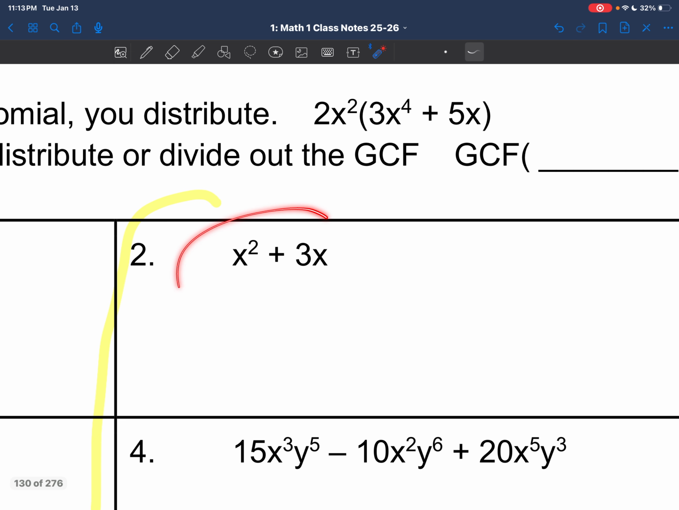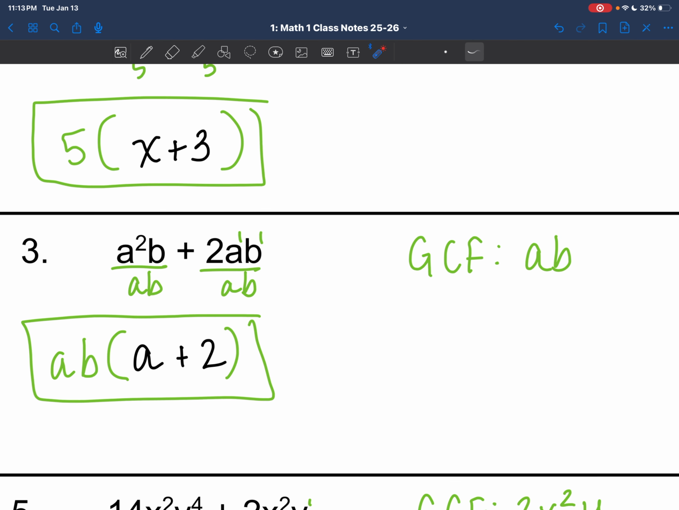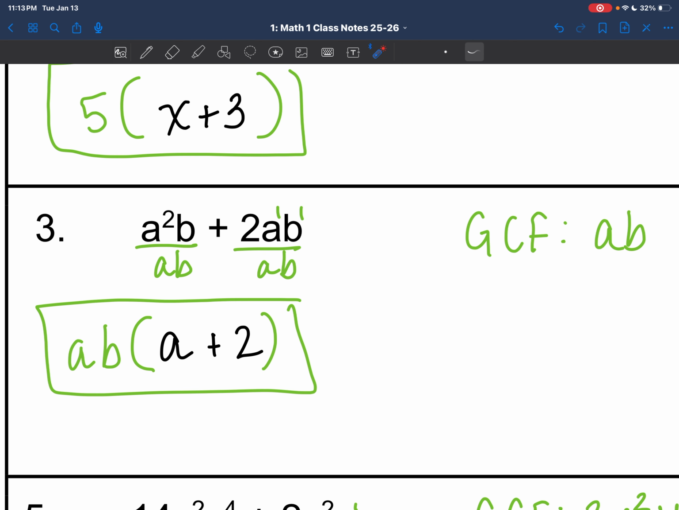All right, I want you to try this one. Now let's look at number 3. For number 3, I've got 2 A's here, and I only have 1 A here, so I can only take 1 A. I've got 1 B here, so we can take a B. So our greatest common factor is A times B, or AB. We're going to divide each term by AB. That's what goes outside the parentheses, and everything inside is what's left over.